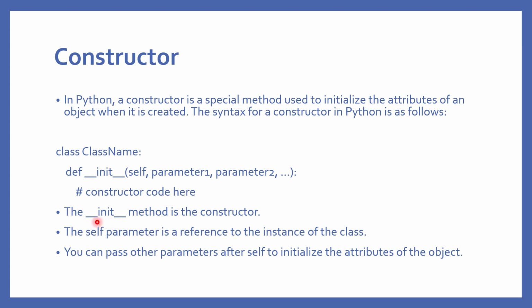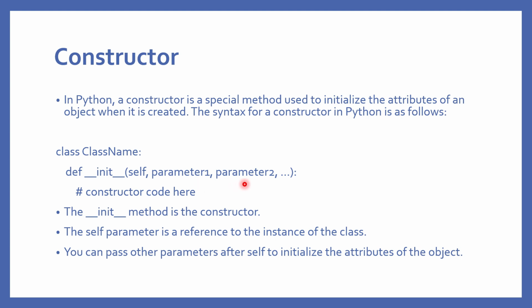So here the double underscore init double underscore method is the constructor. The self parameter is a reference to the instance of the class. As I mentioned, every constructor should have at least self as a parameter, and it is a reference to the instance of the class. It is used to assign values to the objects, and you can pass other parameters after self to initialize the attributes of the object, which are indicated here as parameter 1 and parameter 2.